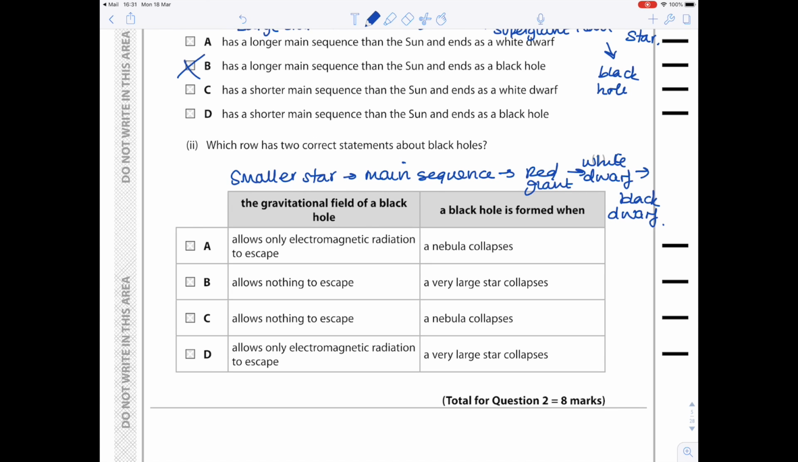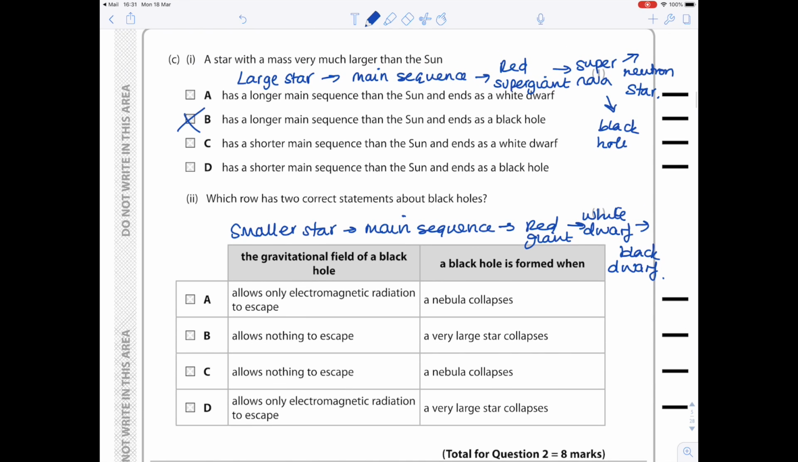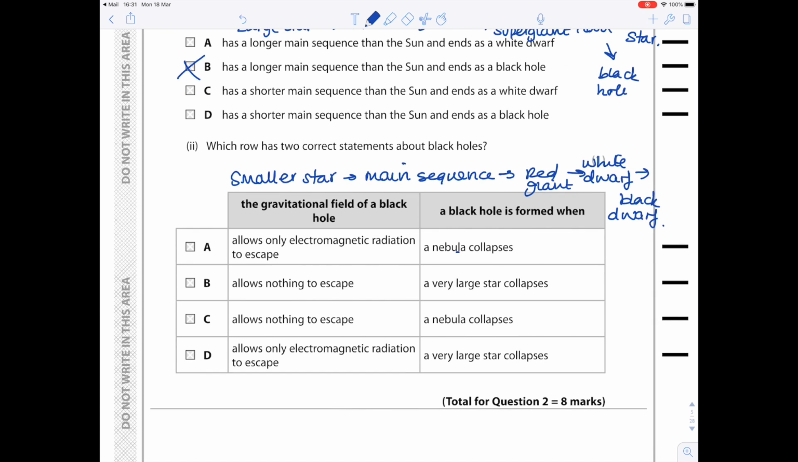And if you have a look at what I have written in terms of forming a black hole, you can see that it comes from a very large star going through its red supergiant phase, followed by a huge explosion. So let's have a look and see if any of these options match up with that. One thing I do want to point out is a nebula is completely wrong, because that's the very beginning of a star's life. So it wouldn't be a nebula collapsing. So that's why A is wrong.